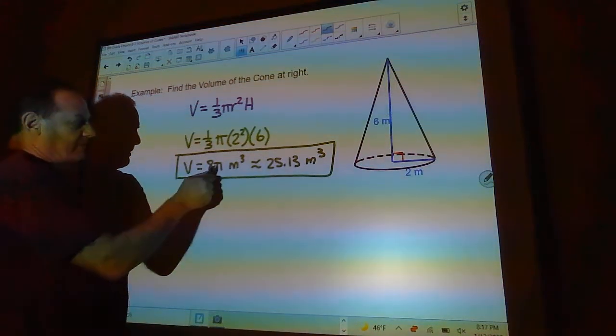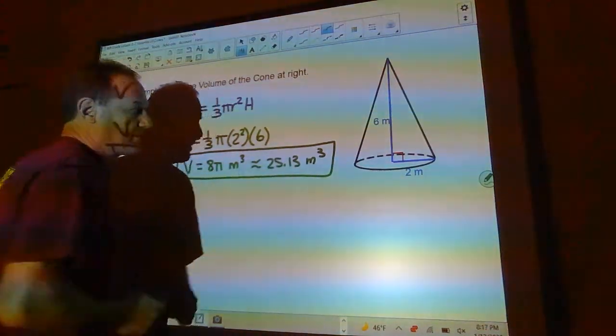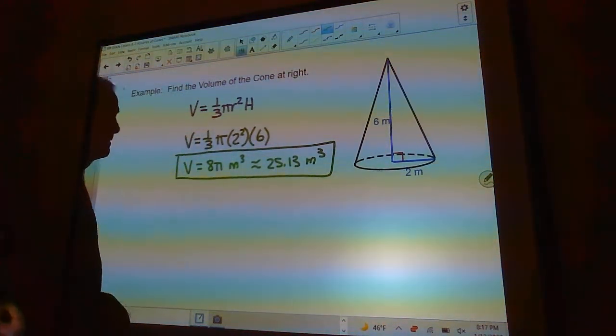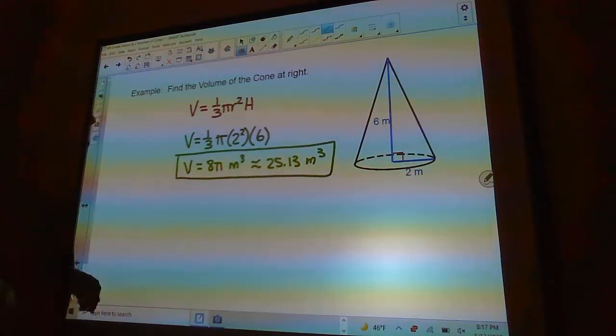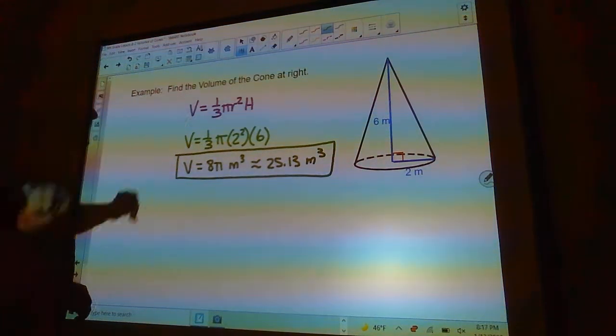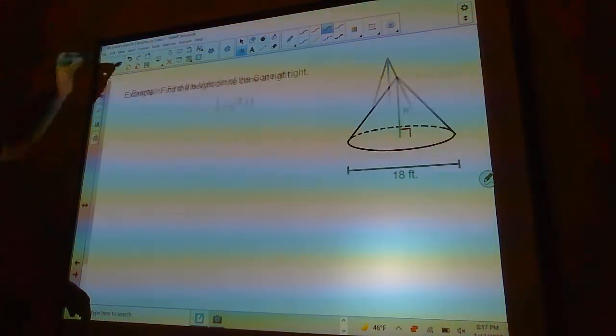As I told you before, I always like to have the exact answer and the approximate answer on everything. So it's pretty easy to do. If you can do a cylinder, you can certainly do a cone. You just got to remember to slap a 1/3 on the front of it.